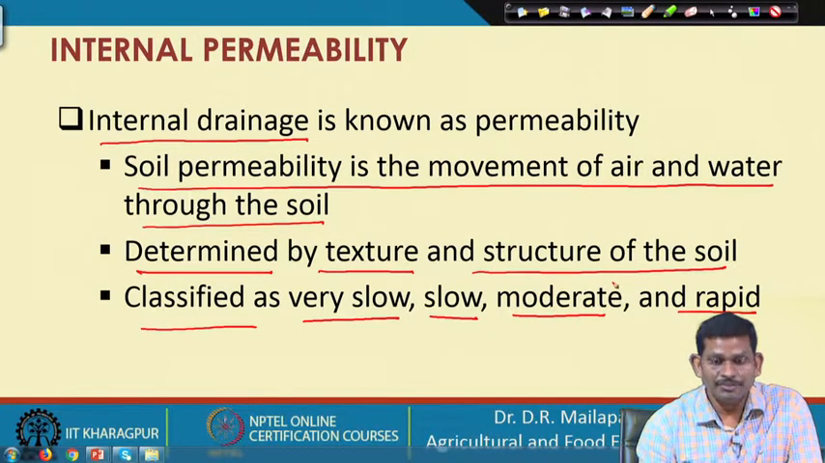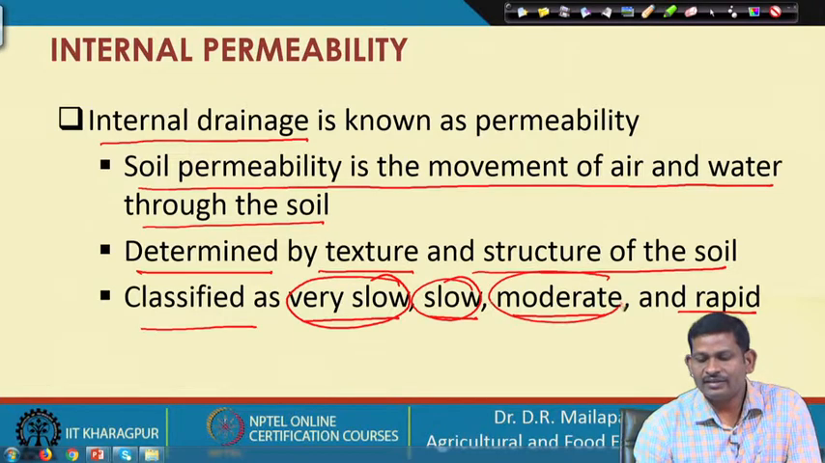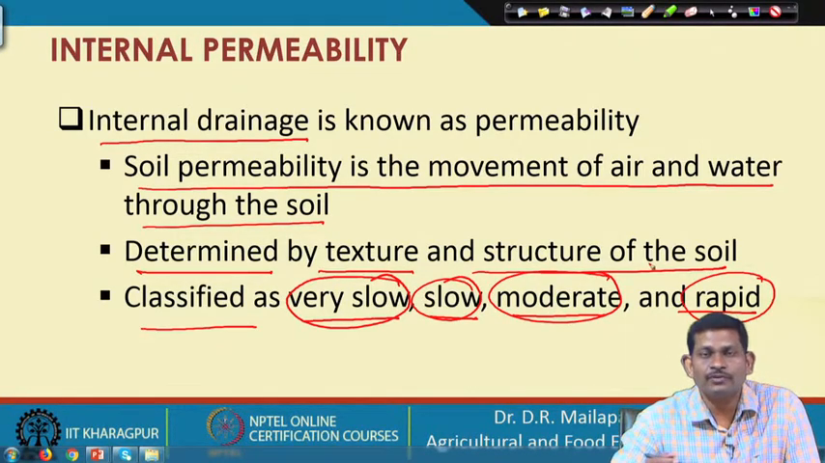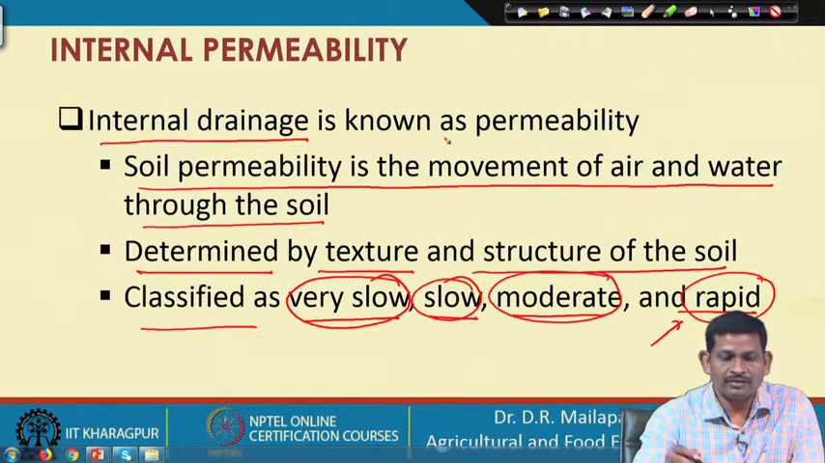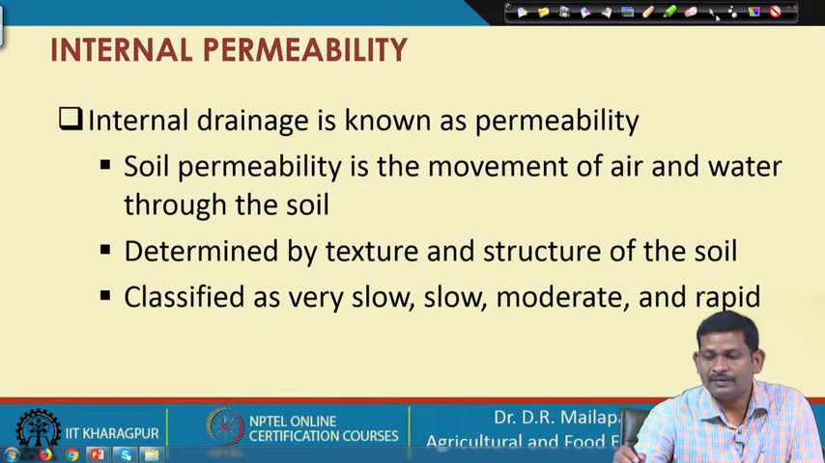So, based on the internal permeability, soils are classified as very slow soils, slow soils, moderate soils and rapid flow soils. If the flow is rapid, we say the soils are rapid, moderately rapid, or very slow, based on the permeability.